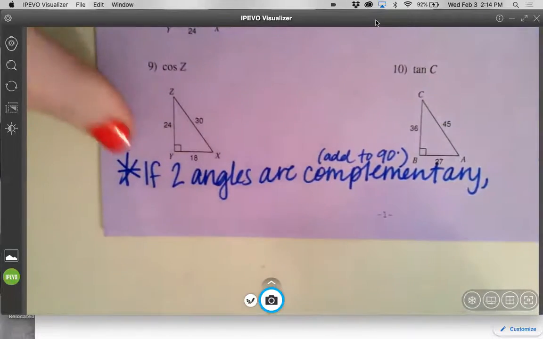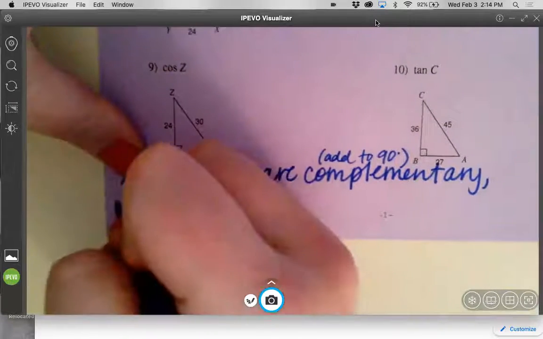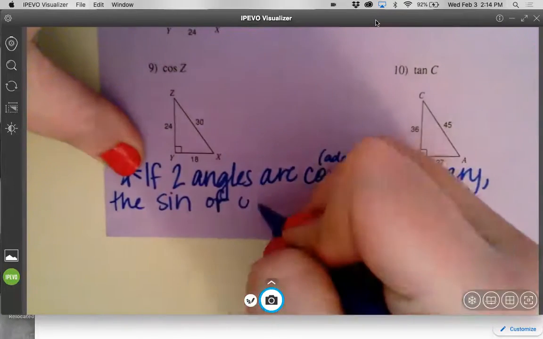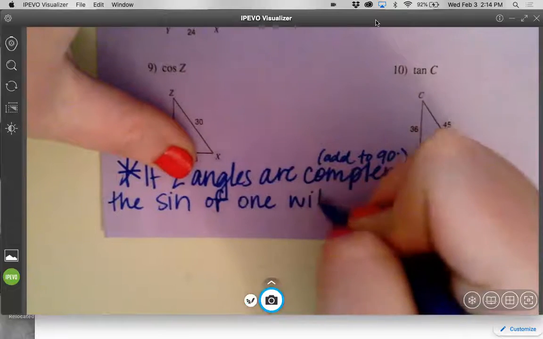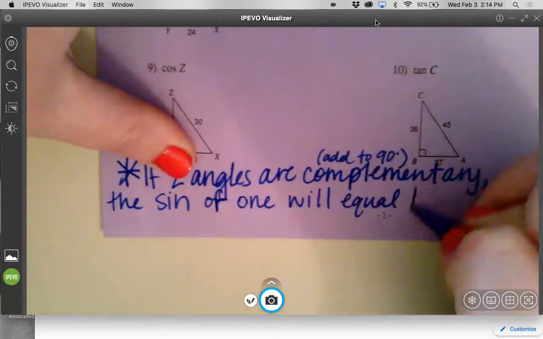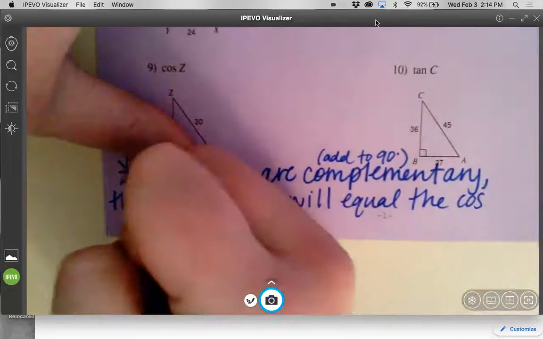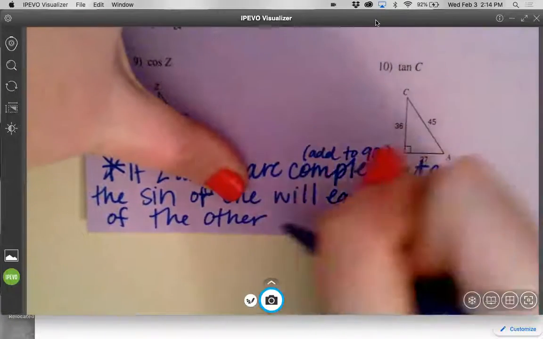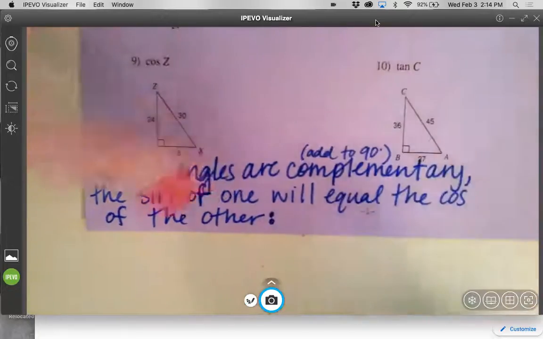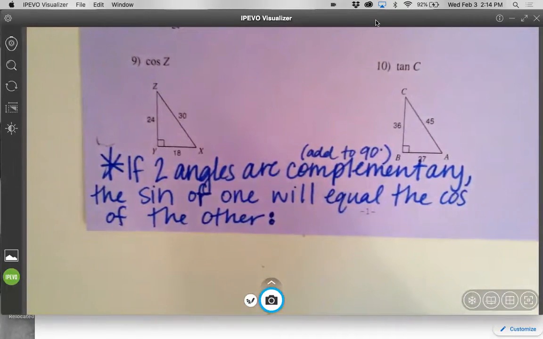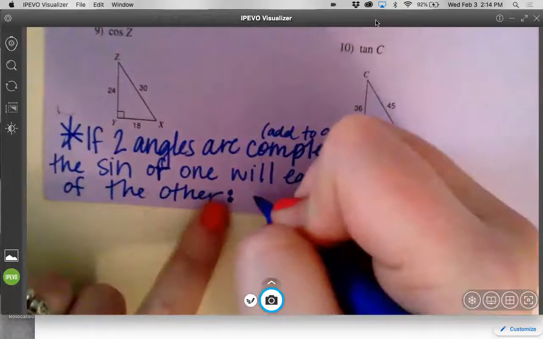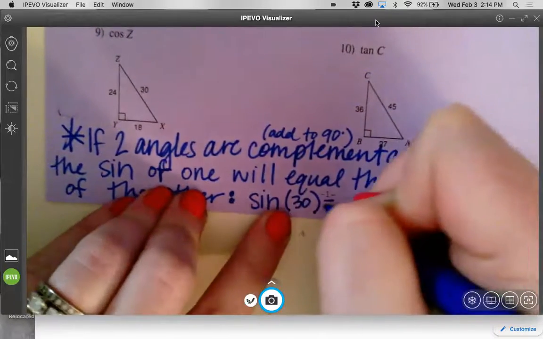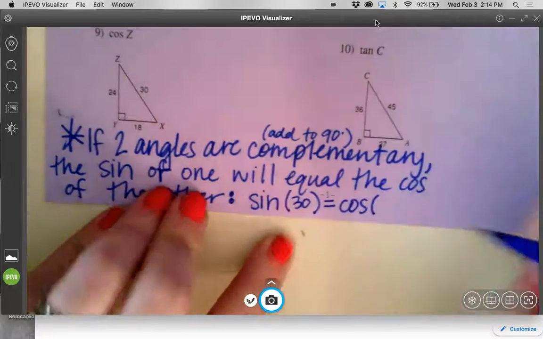So if two angles are complementary, the sine of one will equal the cosine of the other. And then we're going to give an example with just some numbers. Right now, our angles have all just been letter names, but you can put some numbers in there. So let's say sine of 30 will equal the cosine. 30 plus what would make 90?